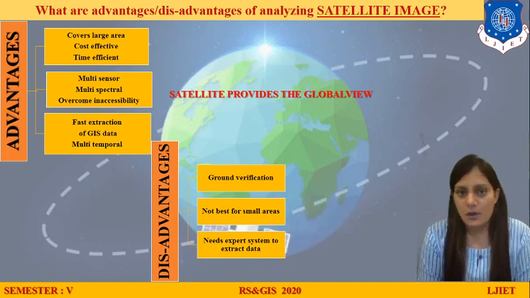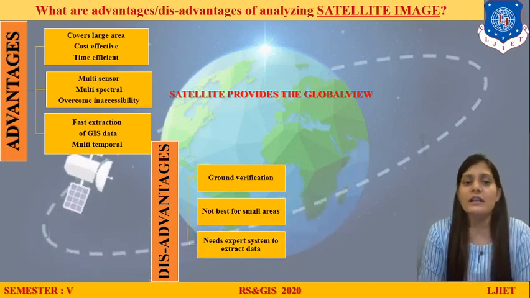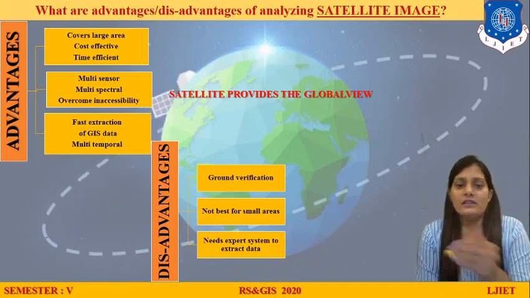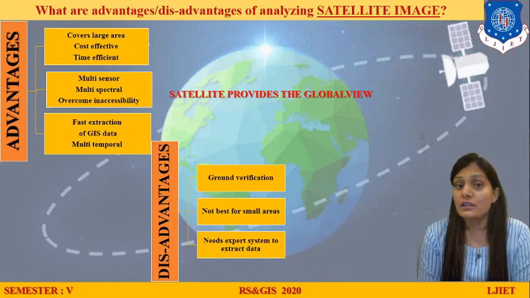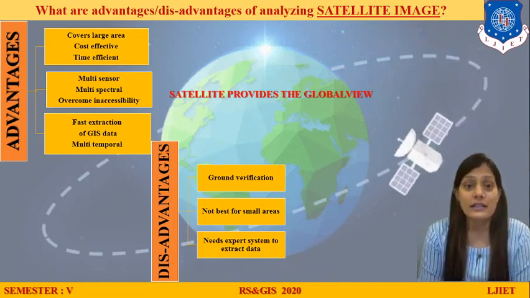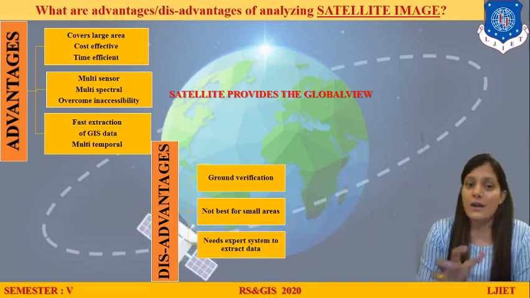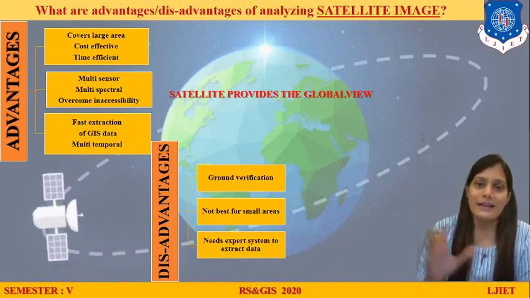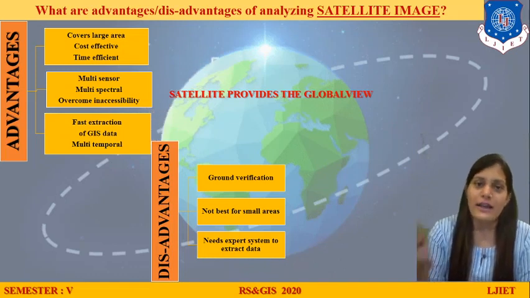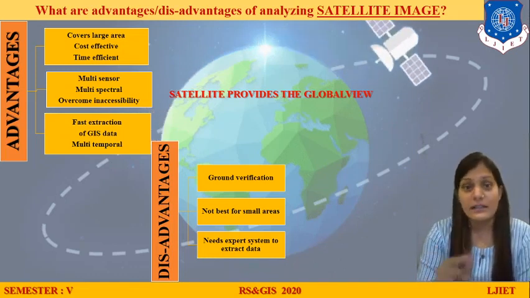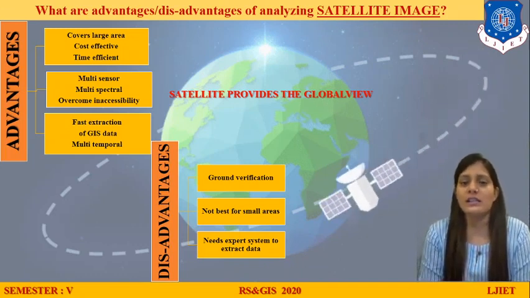Now what are the disadvantages? There are not always only advantages, there are some disadvantages too. Basically, the data which I am collecting requires ground verification, as we talked about in the last session, that is georeferencing. Once a satellite takes an image, we need to verify that what is actually present on the ground is what has been captured by the satellite. So that is one disadvantage.